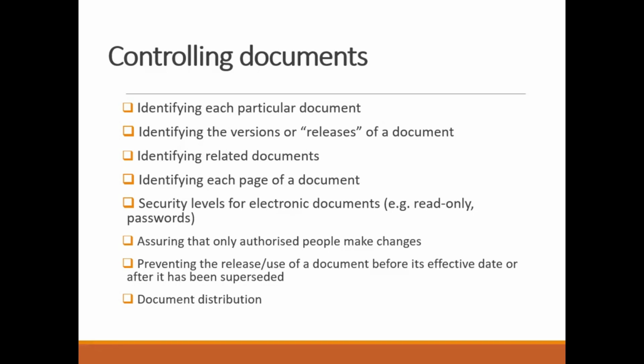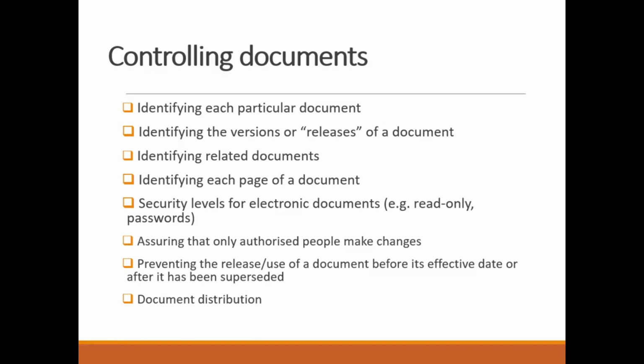Controlling documents then, the importance of controlling documents is identifying each particular document with its own unique number. You must identify the version of the document. So normally we talk about the rev number. That must be visible at the top of the document. And identifying related documents associated with that particular procedure. So if there's a change to your procedure, you must look outside the change to see has it impacted another procedure. So you'll always reference documents within your SOP.